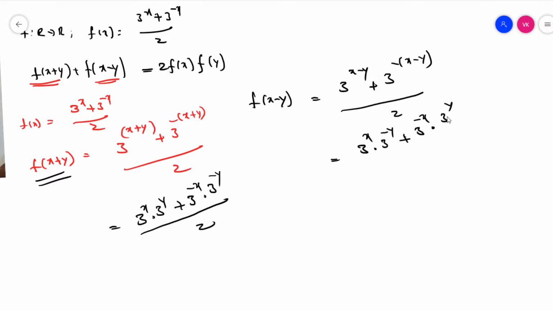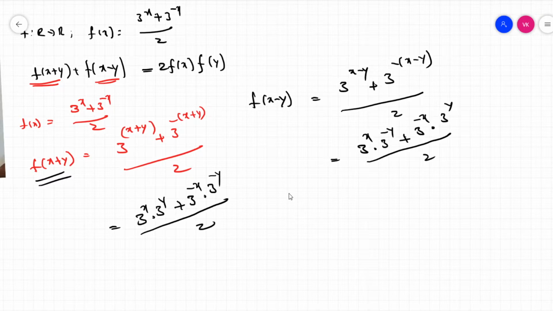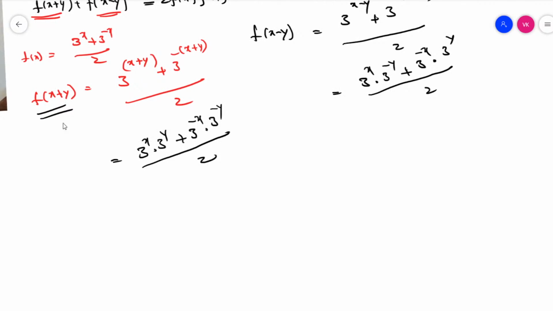Why? Because minus of minus is equal to plus. This is 2. But now we have to add both of them here. Then f of x plus y plus f of x minus y, we will calculate as 3 power of x into 3 power of y plus 3 power of minus x into 3 power of minus y.